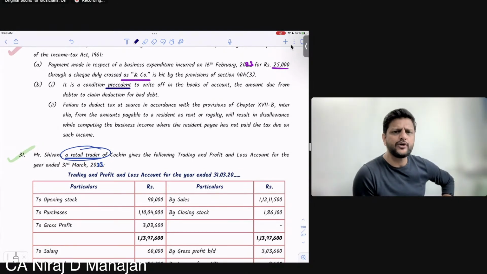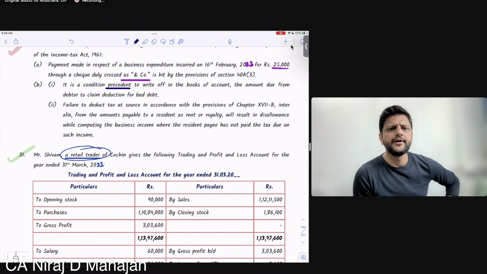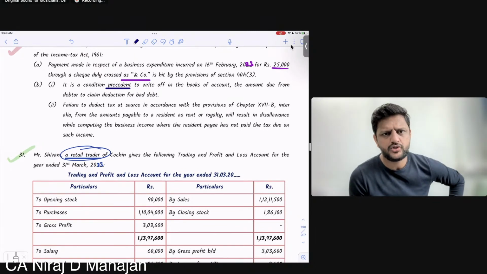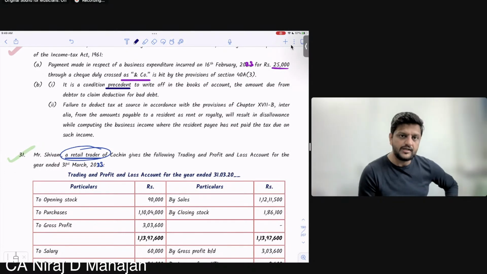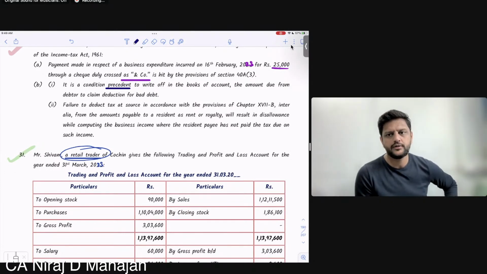So it is a condition precedent to write off in the books of account the amount due from debtor to claim the deduction for bad debt. Means what? The question is what, bachcho? To claim it as a bad debt, it is compulsory to write off in the books of account. What do you remember? Yes or no?